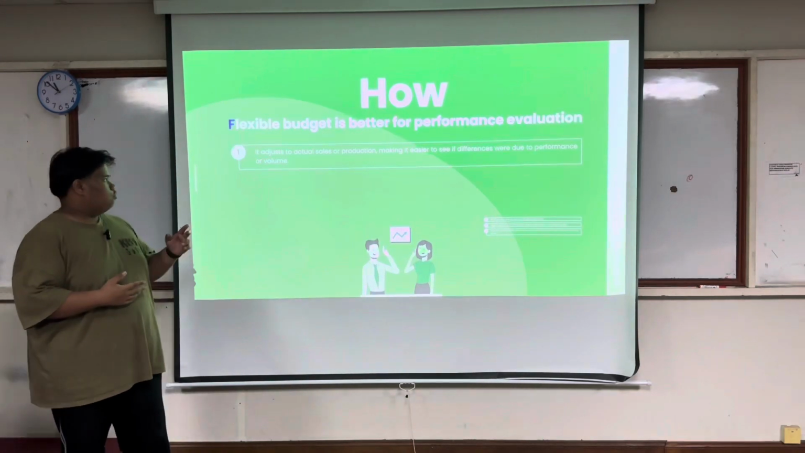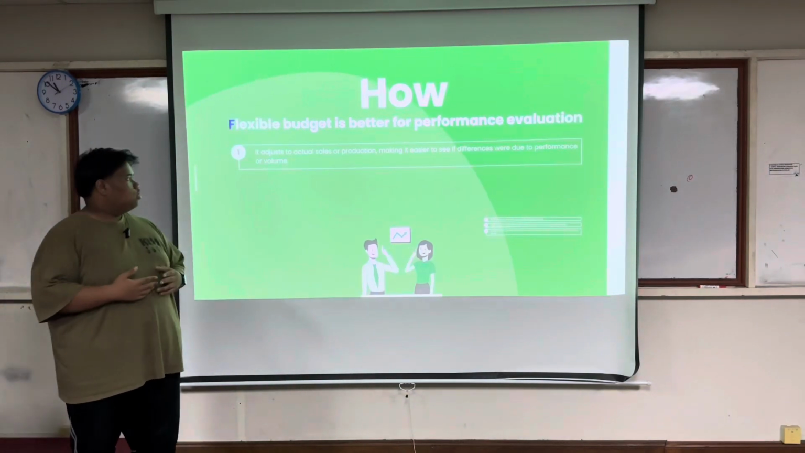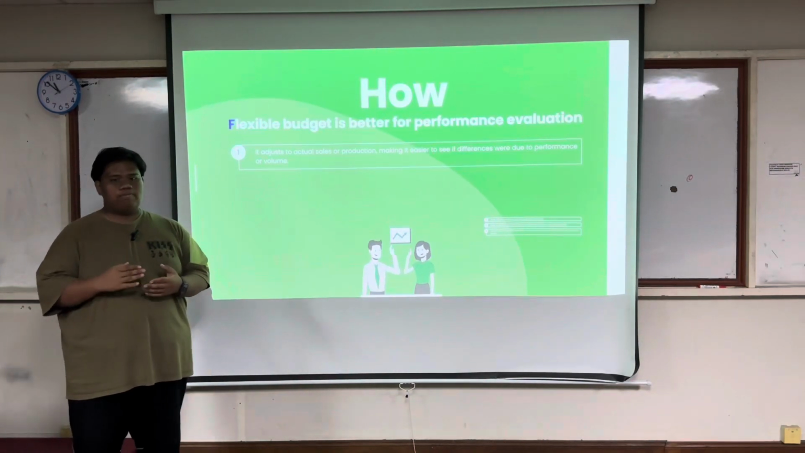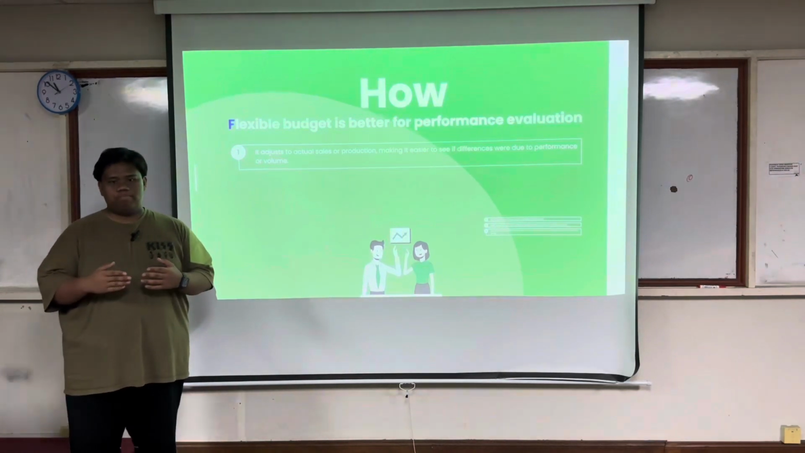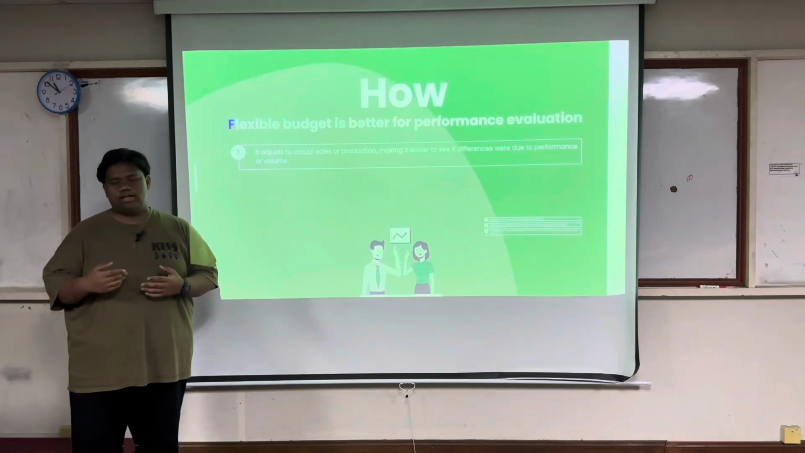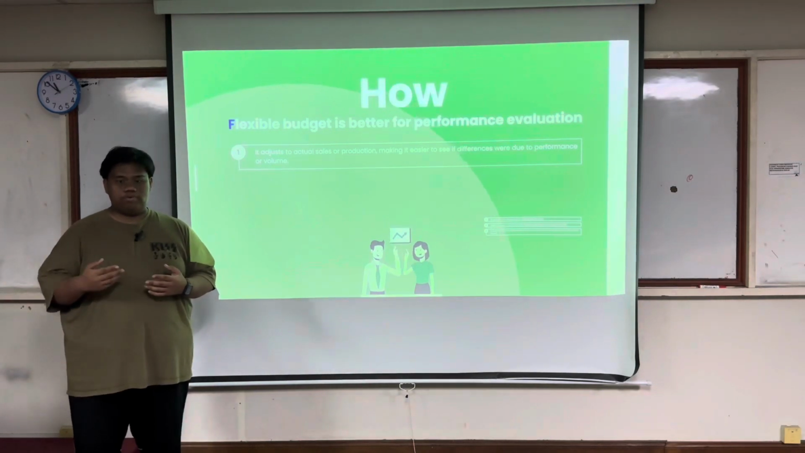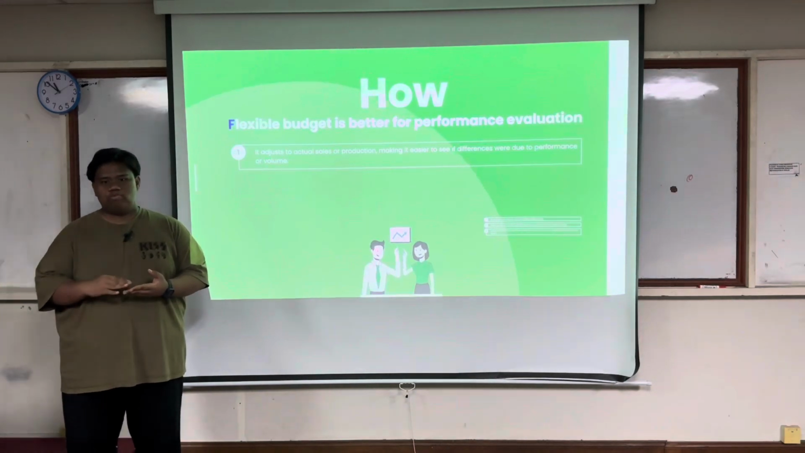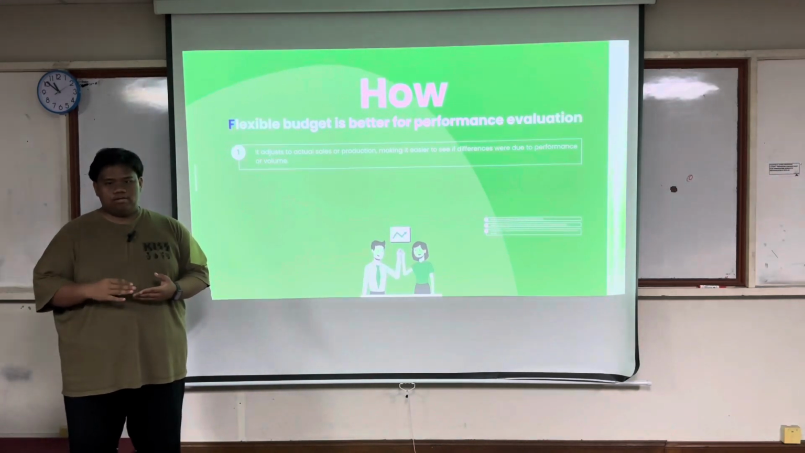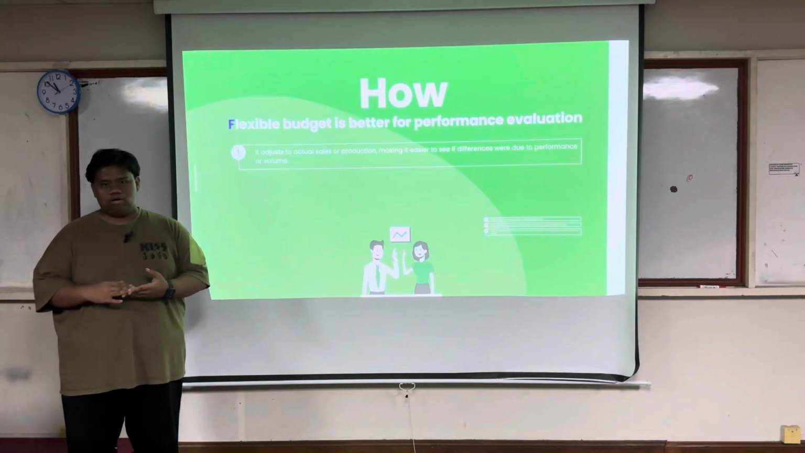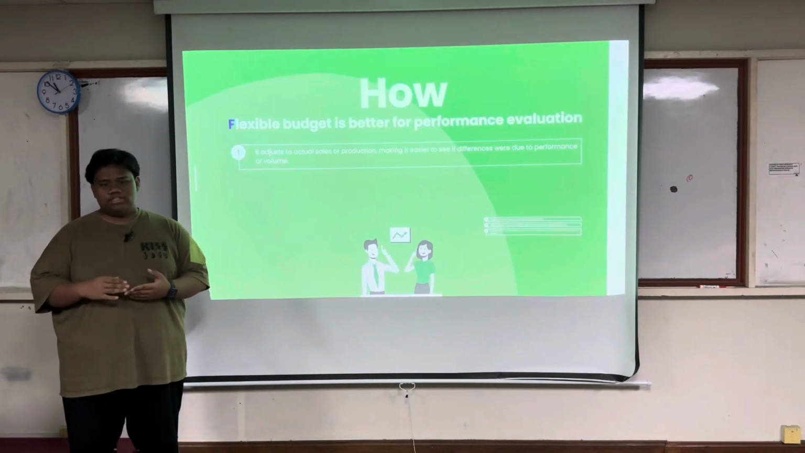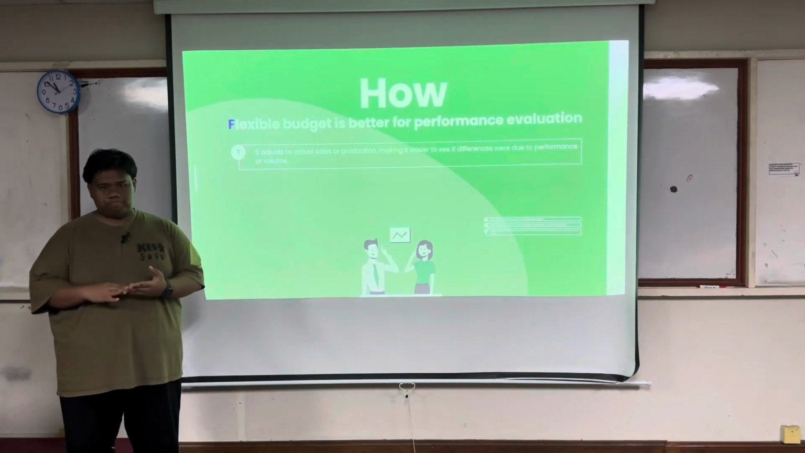The first one is that it adjusts to actual sales or production, making it easier to see if differences were due to performance or volume. If your company sold more or less than expected, or produced more or fewer units, the budget will also change to match that. This makes it easier to identify whether differences between budget and actual results were caused by staff performance or just a change in volume.